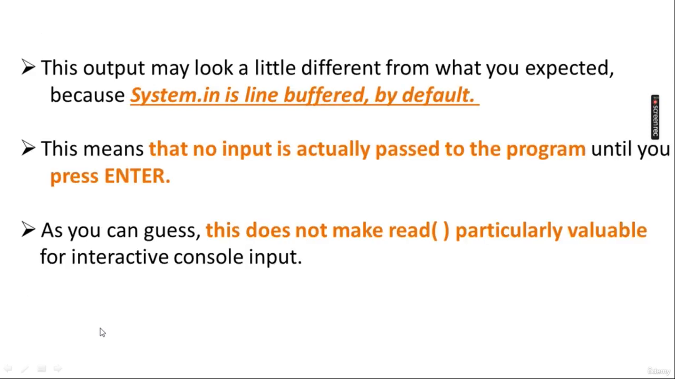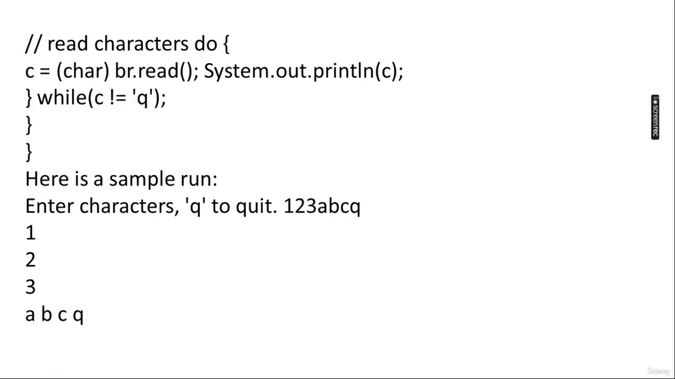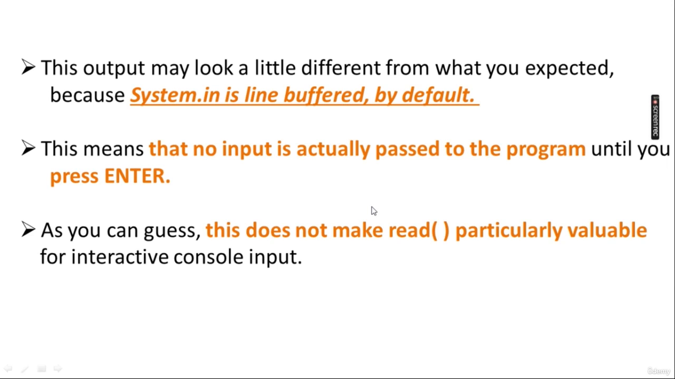This output may look a little different from what you expected because the system is line buffered by default. What do you mean by line buffered? Only when all the characters have been entered does the actual execution of the program start. It is not reading one by one until you press Q. It will read all the input in a line and then start processing it. No input is actually passed to the program until you press enter.